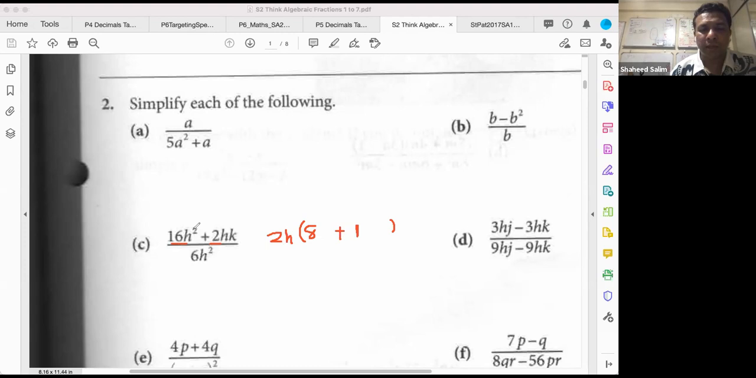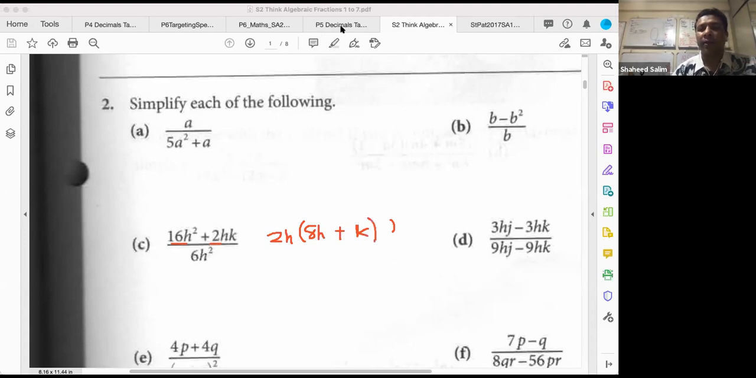H times what equals H square? H times H. So you can see 2 times 8, 16. H times H, H square. Correct. So 2 times what? 2 times 1, 2. H times what equals HK? H times K. So I leave it like that.